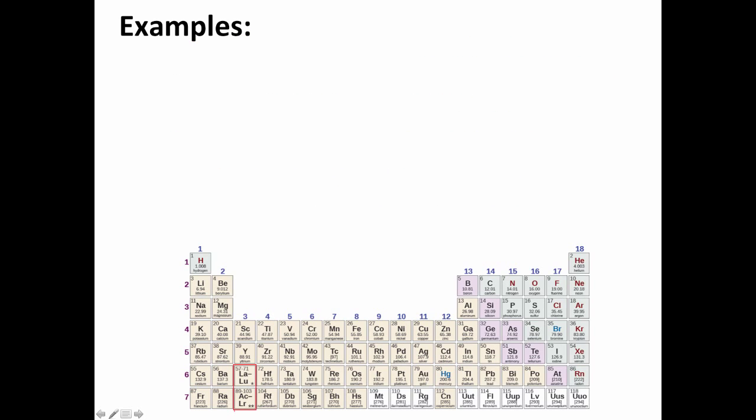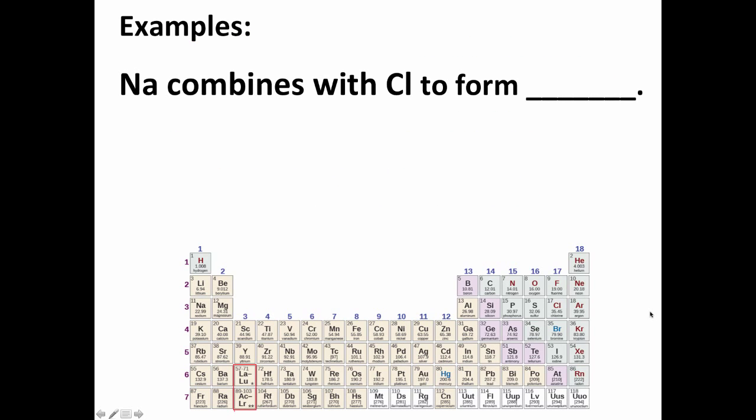So let's do a couple examples. First of all, one we've already seen. Sodium combines with chlorine to form sodium chloride, NaCl. We've already seen this, but just as a recap, sodium forms a positive 1 charged ion. Chlorine forms a negative 1 charged chloride ion. Positive 1 and negative 1 balance off just nicely, 1 of each, and so the formula is NaCl.